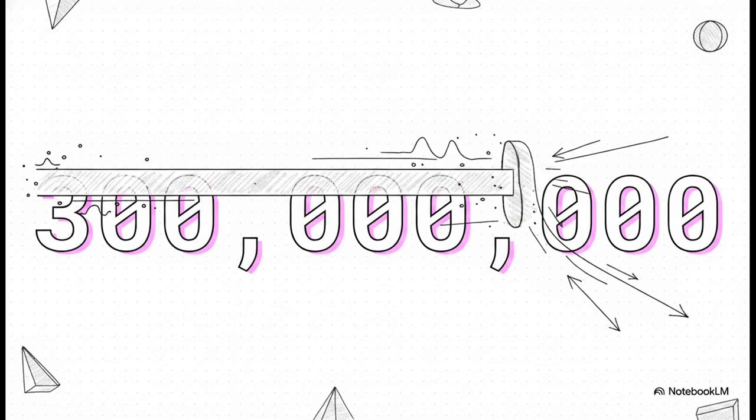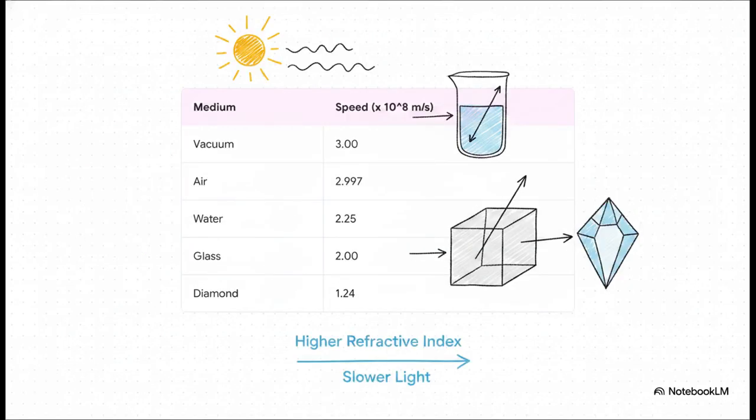Literally nothing travels faster. But what happens when it's not in a vacuum? What happens when light actually has to push its way through a physical substance? It slows down. And I mean, look at the stark contrast here. In a vacuum, we're cruising at that maximum 3.0 times 10 to the 8th. But hit water, and light drops down to 2.25. Enter solid glass, and it slows down even more to 2.0. And look at diamond. Light essentially slams on the brakes, dropping all the way down to just 1.24 times 10 to the 8th meters per second.